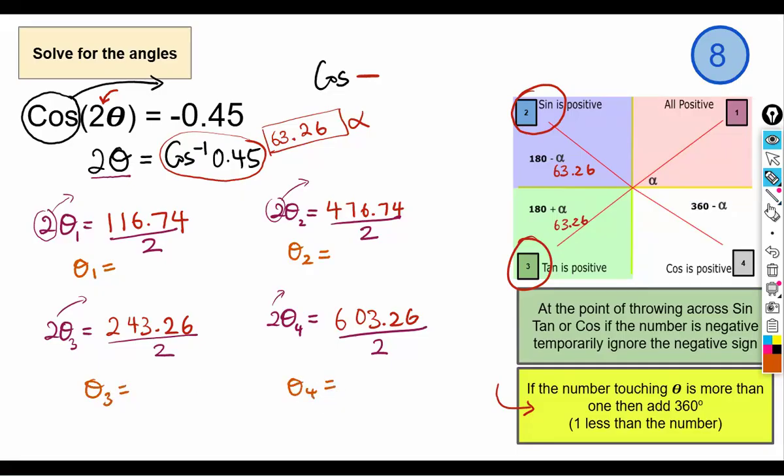Get your 4 answers, and that's the end of the question. Double checking. Divide all of them by 2, 476.74 divided by 2.